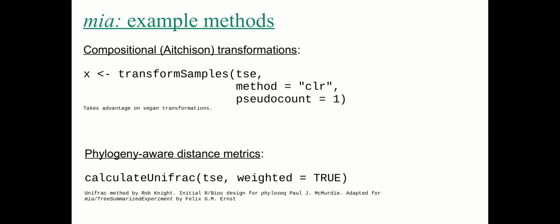The way we are using this is of course the command line operations in R, and here are just two examples of the types of commands that we can use using the mia package. So one is the transformSamples command that shows you how you can transform your data into the CLR format and add a pseudocount of 1. The other example shows how we can calculate phylogenetic-aware distance metrics like UniFrac, which is here provided in the weighted format in this example.